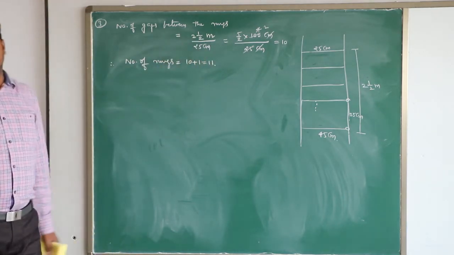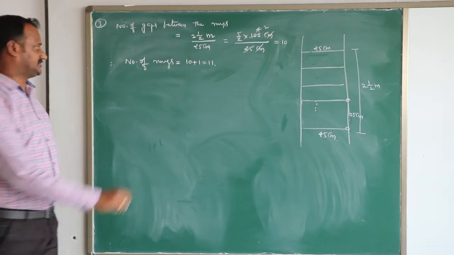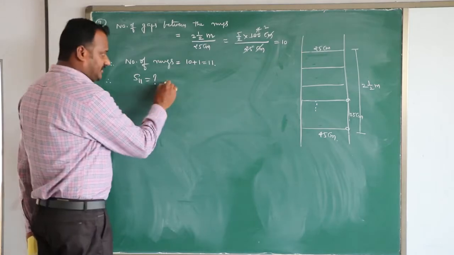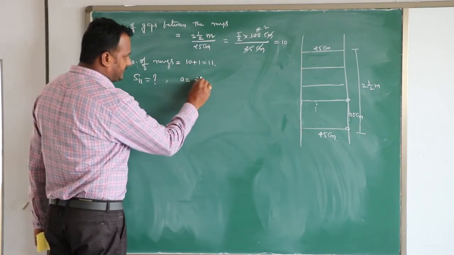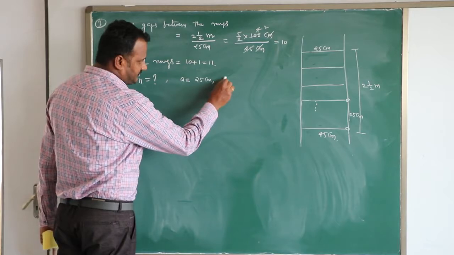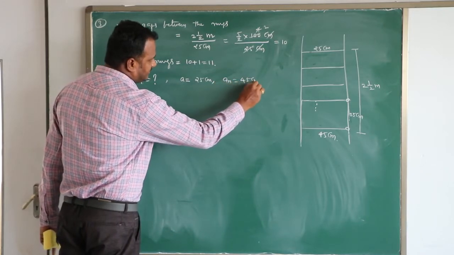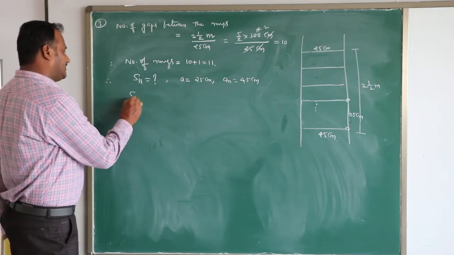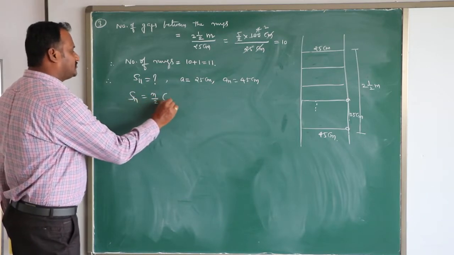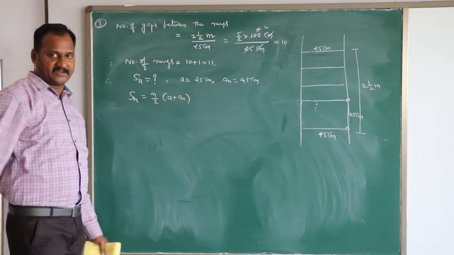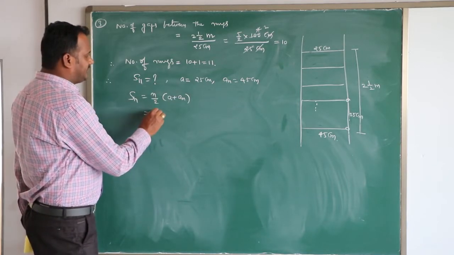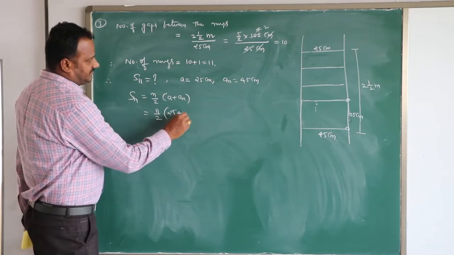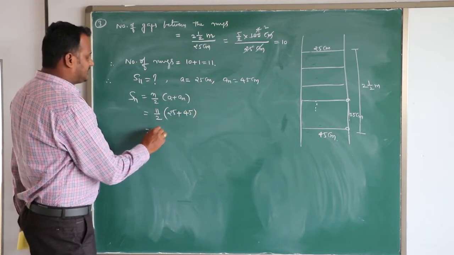So we are going to calculate the sum of 11 terms of the arithmetic progression. Therefore, S11 is equal to how much? Where the value of a is 25 centimeters and the value of an is 45 centimeters. What is the formula involving all these three? Sn is equal to n by 2 times (a plus an). Here n is equal to 11. So 11 upon 2 times (a is 25 and an is 45). What is 25 plus 45?